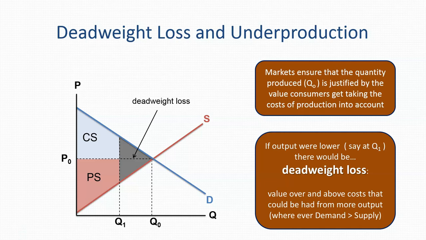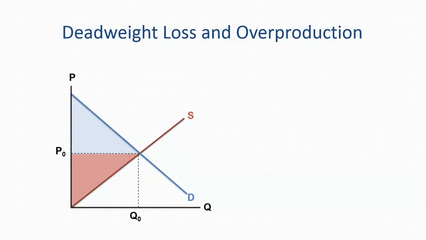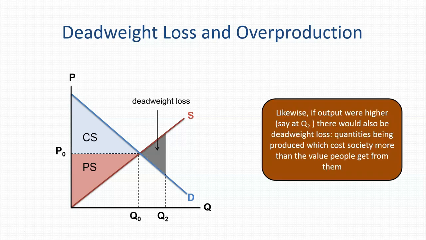What we're producing here in this case then is what neoclassical economists call dead weight loss. That is the value over and above costs that could be had from more output. So in the example of producing less than the original equilibrium quantity, it's pretty clear that that would create less surplus in general. But what about a situation in which the market, for whatever reason, produces more than Q sub 0? In this case, what we're actually looking at is, again, an example of dead weight loss.